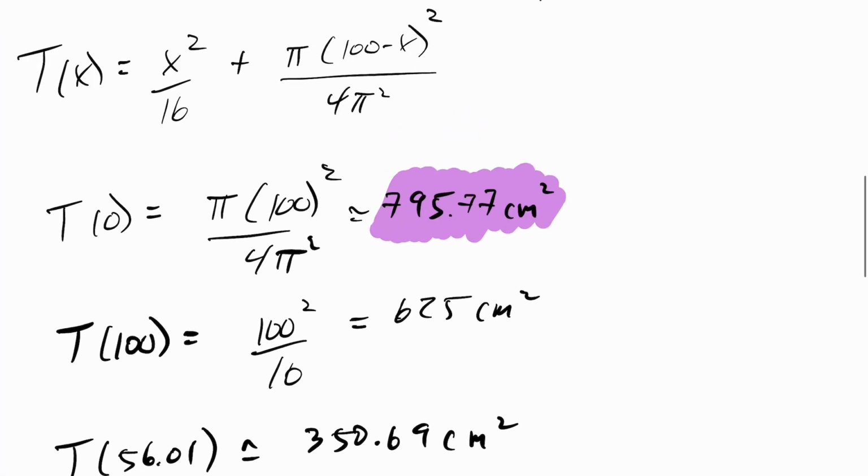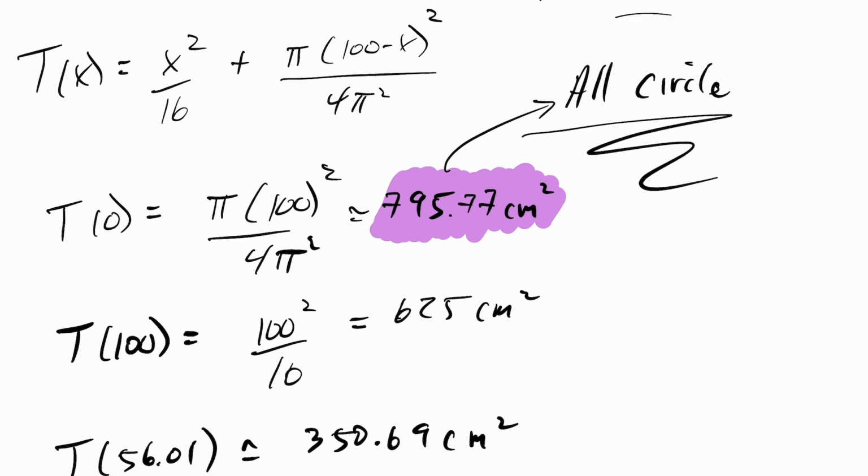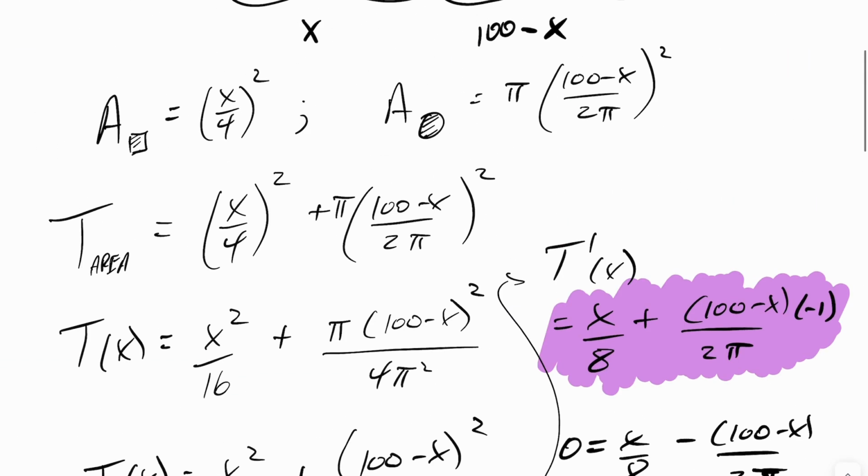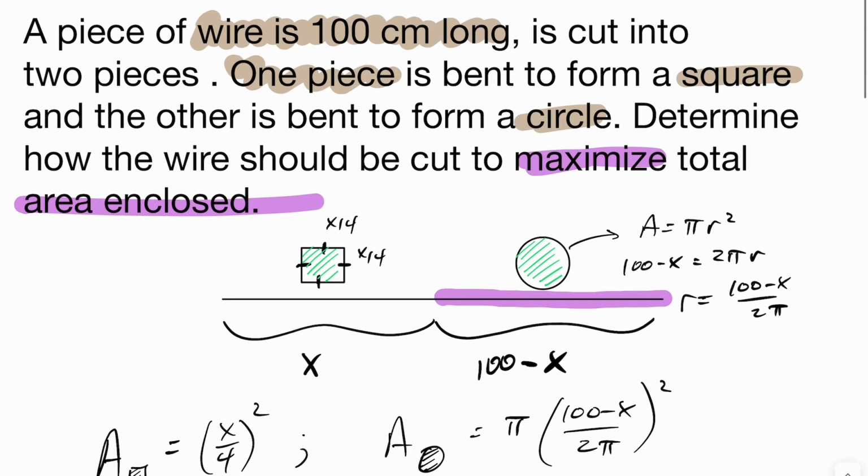So the max area happens when you have all circle. You're just making one big circle out of it. That would have been the easiest option, and that would have given you the maximum area of the two shapes here. All right, this is a wire question. There's all sorts of variations on this question. They namely come with the difference of shapes. Sometimes it'll be equilateral triangles, rectangles, shapes like that.